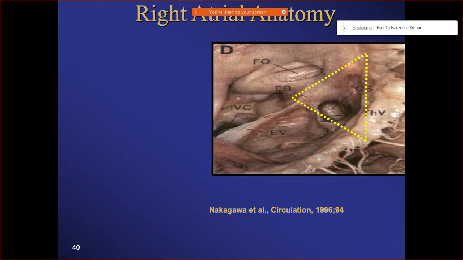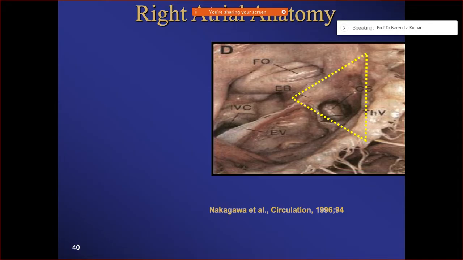Some patients do have a diverticulum, which is a huge pouch just inside the CS os. That also makes advancing the CS catheter difficult. And one will have to look out for it, especially in cases of right-sided posteroseptal accessory pathways.